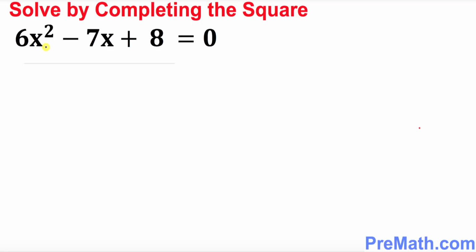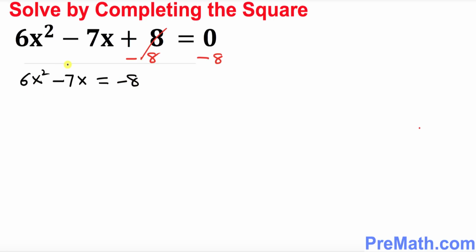This question was asked by one of my students. So we need to solve this problem by completing the square. The very first thing, I want you to make sure that only the variables are on the left hand side. That means the 8, you must get rid of. We're going to put -8 on both sides. So what we have right now is 6x squared minus 7x equals -8.